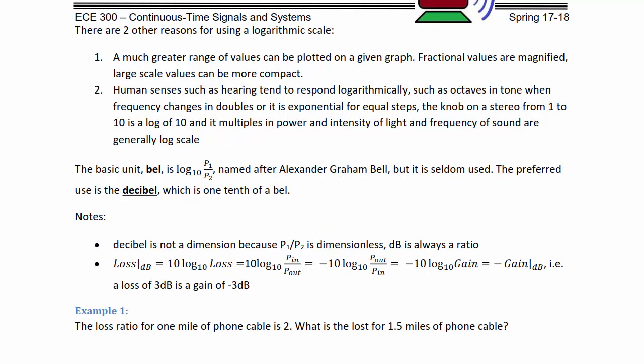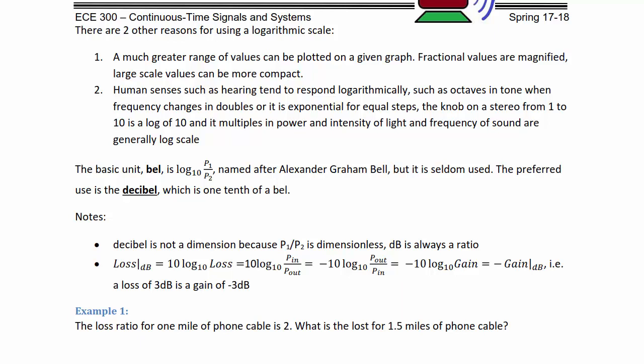There are two other reasons for using a logarithmic scale. Number one, a much greater range of values can be plotted on a given graph, or fractional values are magnified and large-scale values can be more compact. So in other words, the numbers 1 to infinity would be compressed because you're plotting multiples or powers of 10, and smaller values 0 to -1 would be expanded for the same reason.